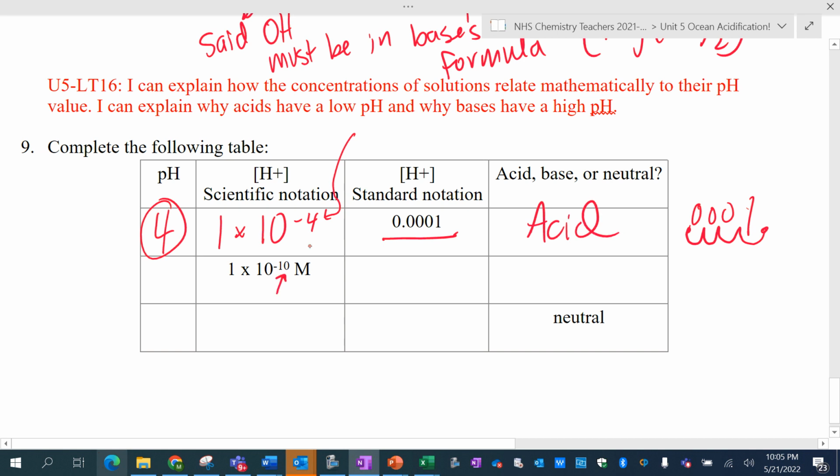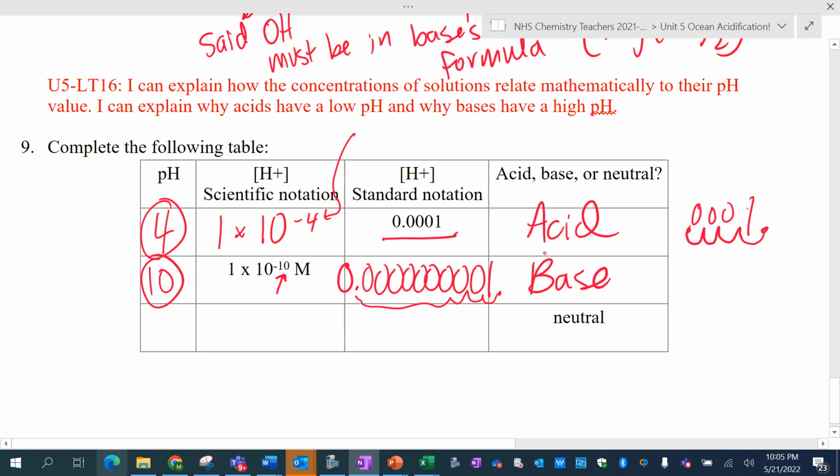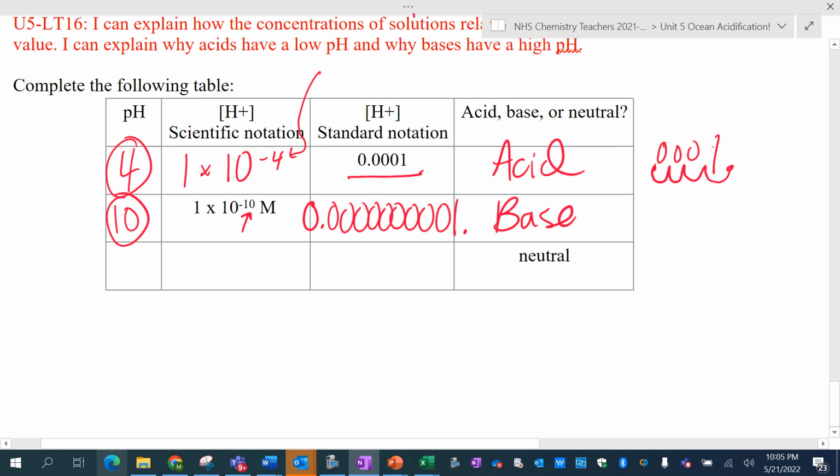Here, since the pH is 10, this would be a base. And we have to write a lot of zeros. 0, 0, 0, 0, 0, 0, 0, 0, 0, 1. Because if I go 1, 2, 3, 4, 5, 6, 7, 8, 9, 10, yes. So going backwards, 1 times 10 to the minus 10th, going back 10 spots gets you there. So it's a very small hydrogen ion concentration, so it makes sense that that would be a base.